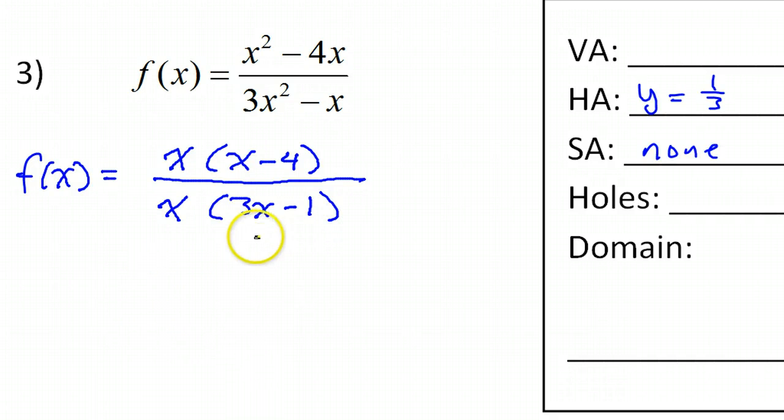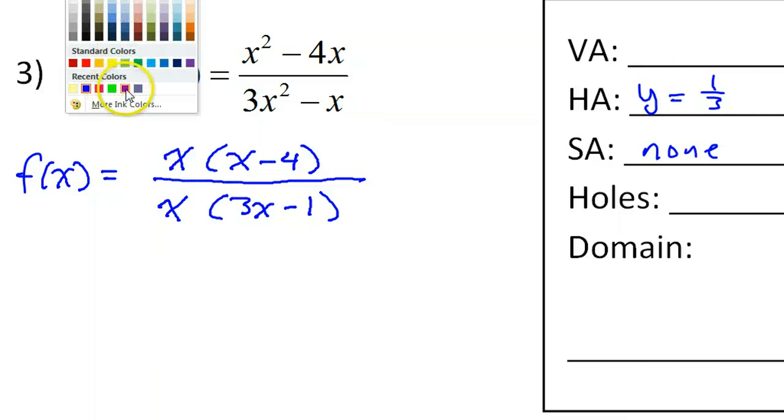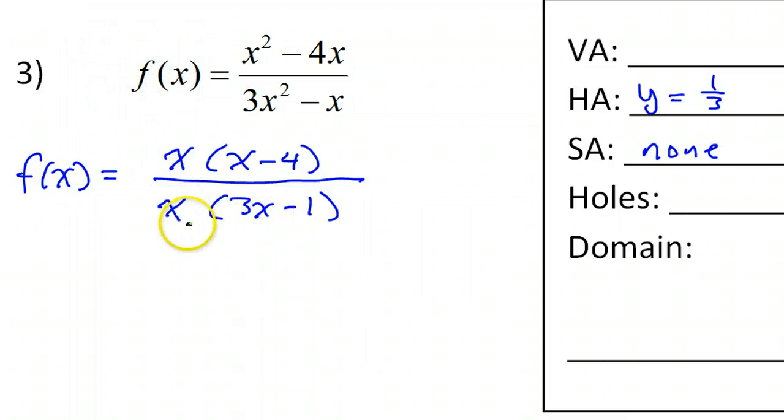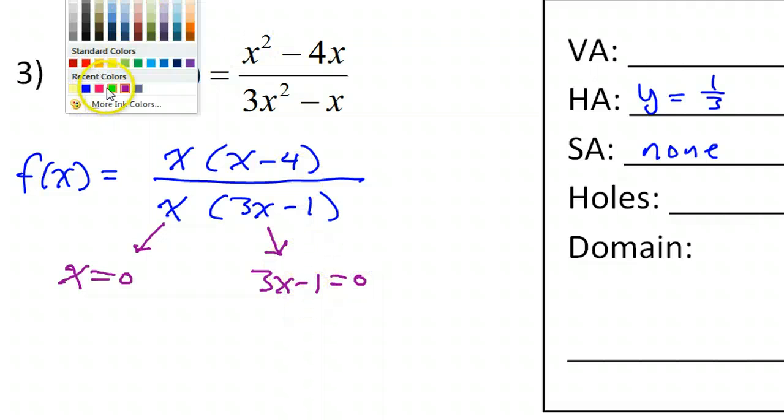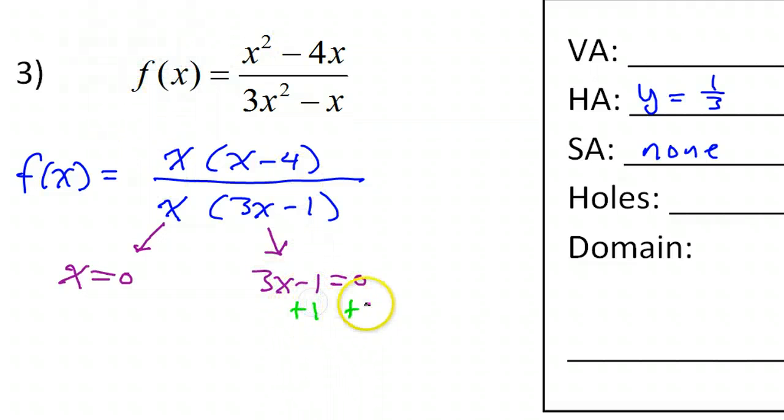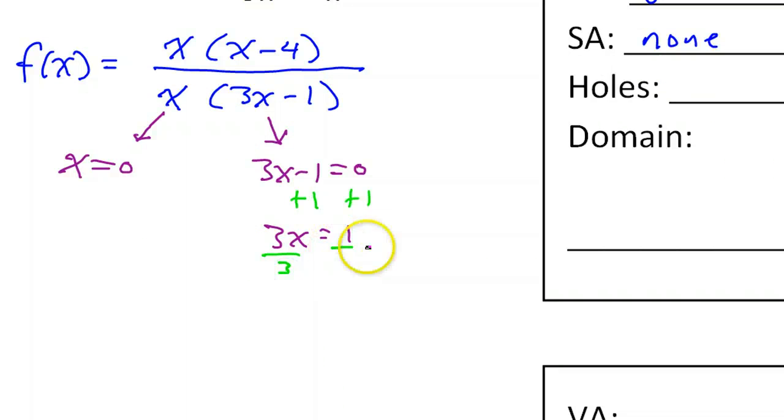Now normally we would take a look at these two factors in the denominator, and we'd be thinking about vertical asymptotes, so we set these factors equal to 0. So that would give me x equals 0, and that's already kind of done, and this would give me 3x minus 1 equals 0. Now this one we would have to add 1 to both sides. So that's going to give me 3x equals 1. And then I would need to divide both sides by 3.